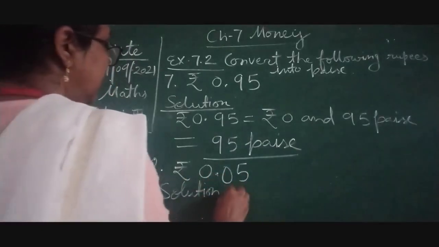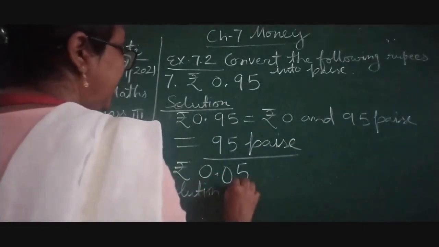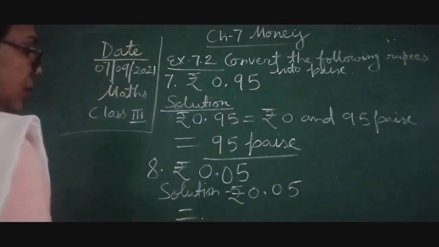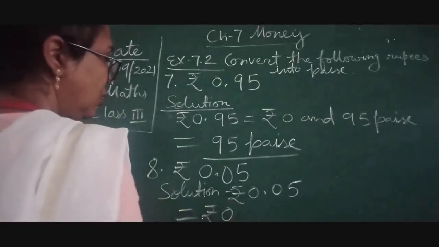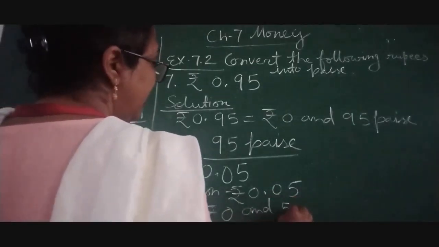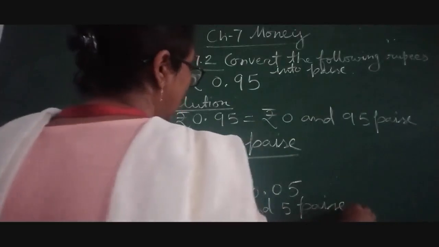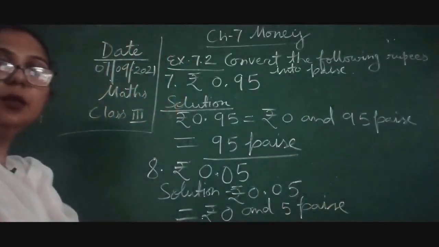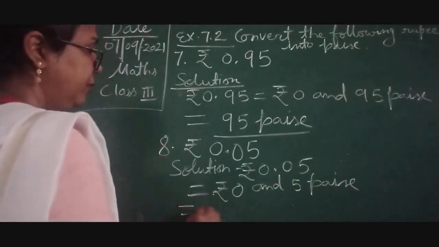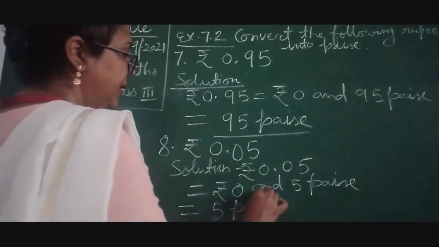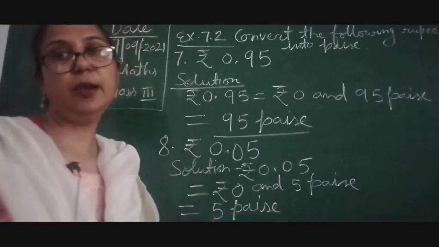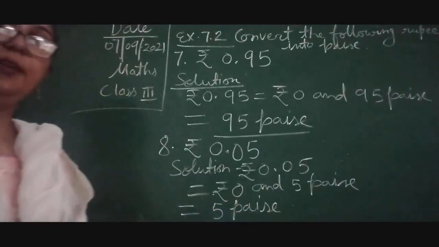Now we will write the solution. Rupees 0.05 is equal to rupees 0 and 5 paise. Because there are no rupees here, we will write only 5 paise. The answer is 5 paise only. Only 5 paise is there, so that is why we will write 5 paise. Now 7 and 8 we have done.